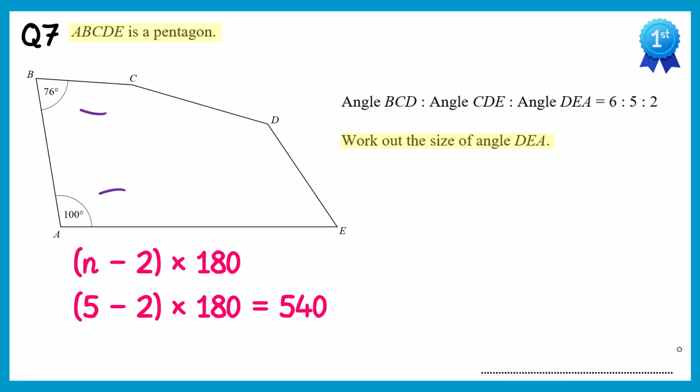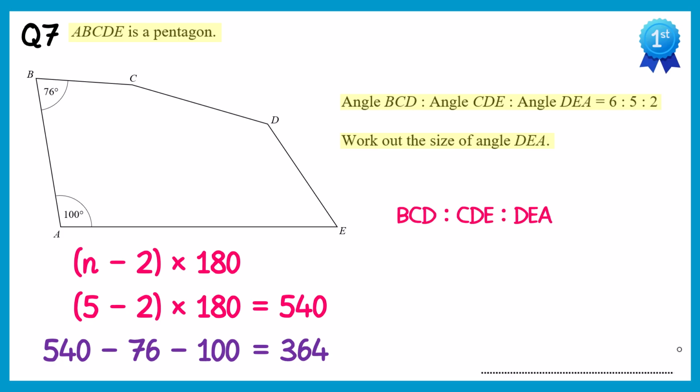We already know the size of 2 of the angles, the 100 and the 76 here. So we can subtract those from the 540. 540, take 76 and take 100, is 364. So the remaining 3 angles must add up to 364. Now we're told something about those 3 angles, we're told their ratio, it's 6 to 5 to 2.